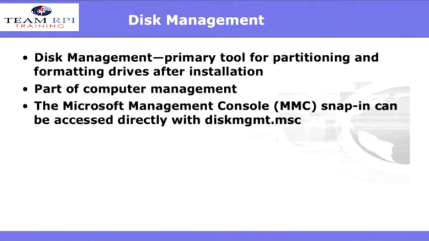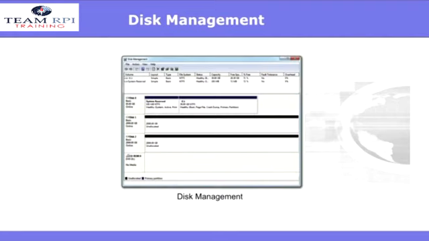Now let's say you want to adjust your partition size and you're not installing a new operating system. You can do this through the disk management. It's the primary tool for partitioning and formatting drives after installation. It can be accessed directly via the MMC snap-in. Just type in diskmgmt.msc. And you should see a screen like this. It looks familiar, kind of like what we saw during the installation.